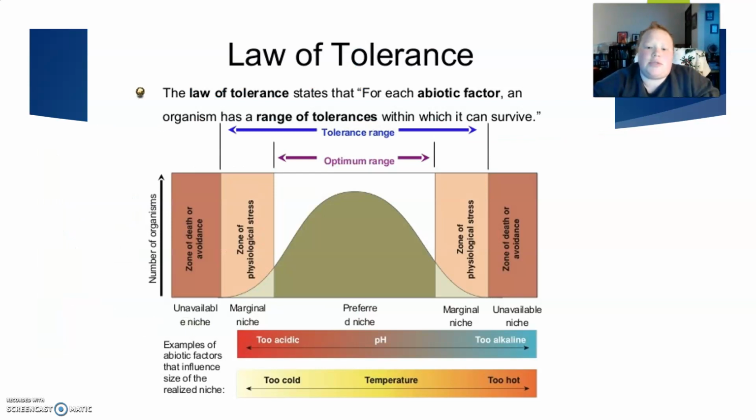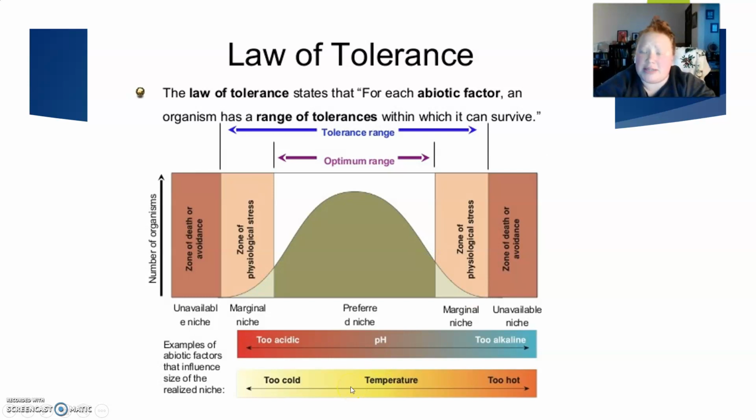Tolerance. Tolerance means that there is a range of abiotic conditions in which a species can live. There's the preferred niche, which is in the middle, the optimum range, and then there's the marginal niche, which is outside of the preferred niche where it can exist. And then there's unavailable niche, areas where it cannot exist. If it is a specialist species, its range of tolerance would be narrower. And if it is a generalist species, its range of tolerance would be wider.